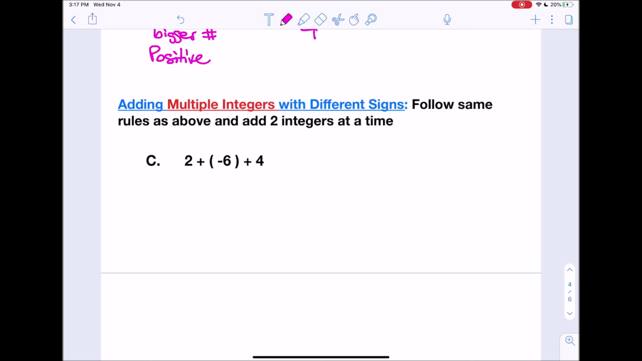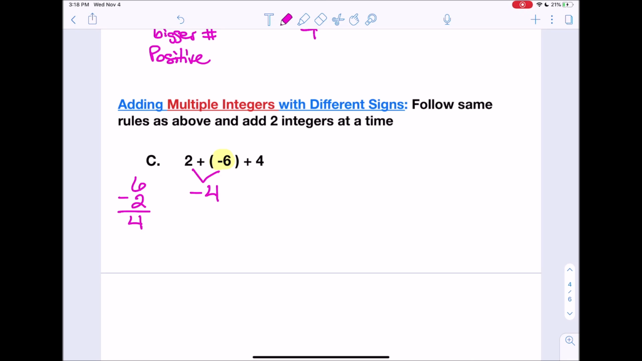The trick to these is you want to just do 2 integers at a time, okay? So for multiple adding of integers, you're going to have multiple steps. Just take it 2 integers at a time. So first I'm going to start with 2 plus -6. They have different signs. The 2 is positive, the 6 is negative, so I'm going to subtract. So 6 minus 2 equals 4. The bigger number is 6, and it's negative. So that means my answer is going to be negative. So it's going to equal -4.